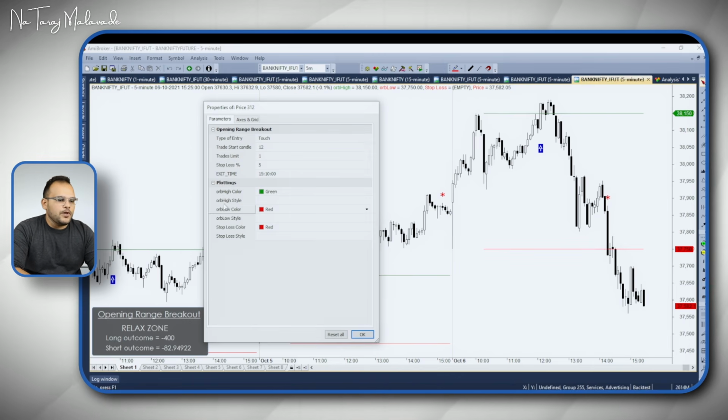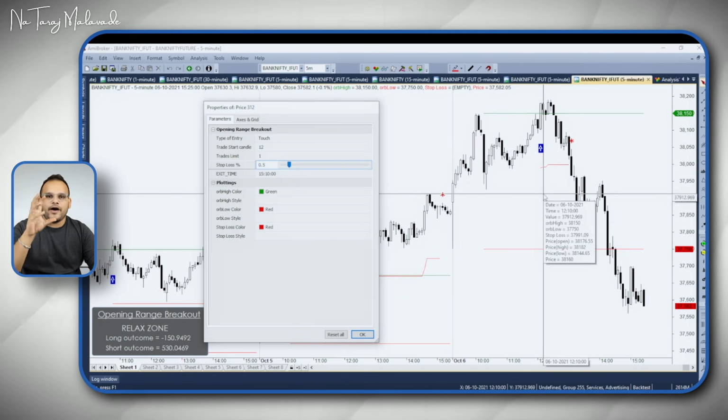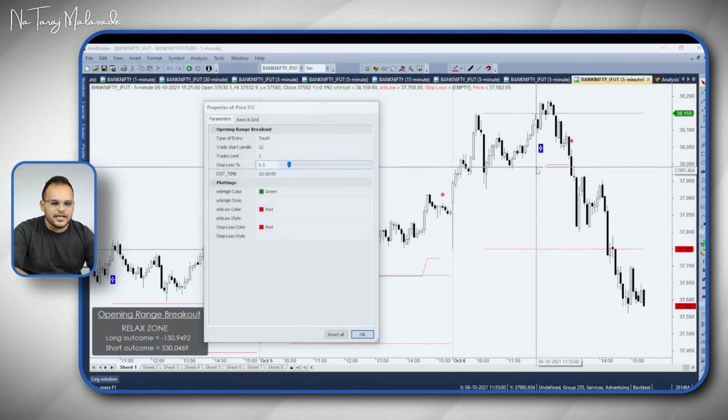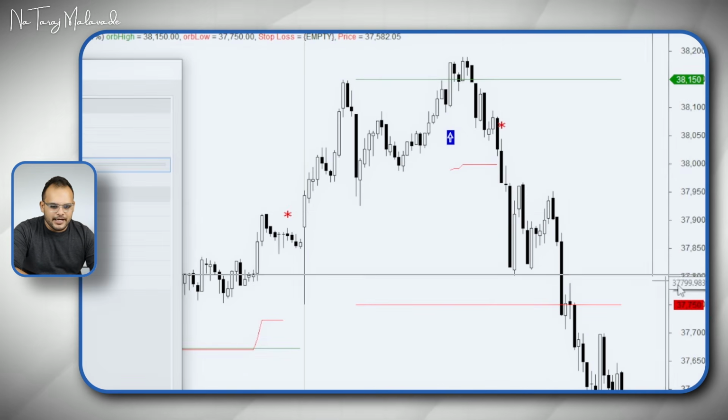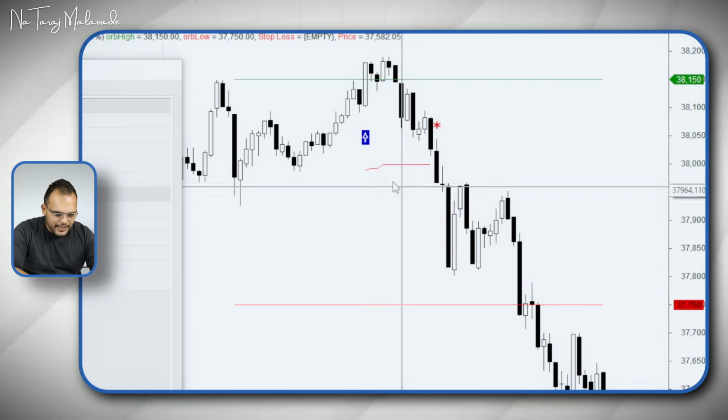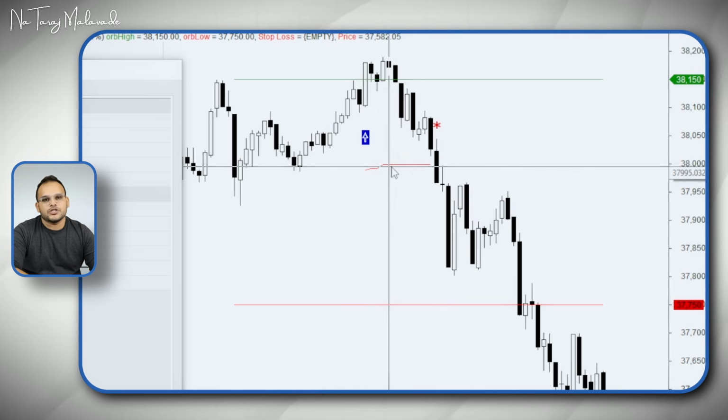Okay, and stop loss percentage also you can give. So that option has also been given here. So basically it's a trailing stop loss. How it works: assume I make it 0.5. In that particular case, 0.5% of that instrument will be kept as stop loss. So right now you're seeing a red line right here. The red line itself is a stop loss.